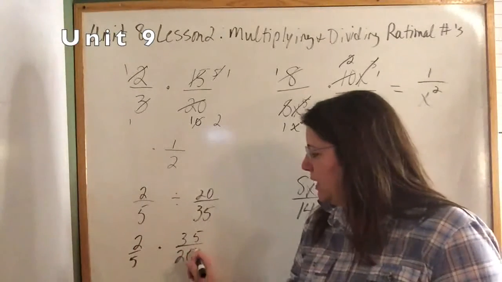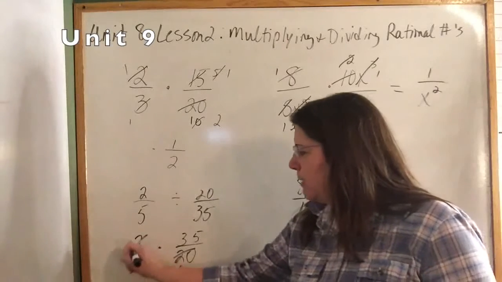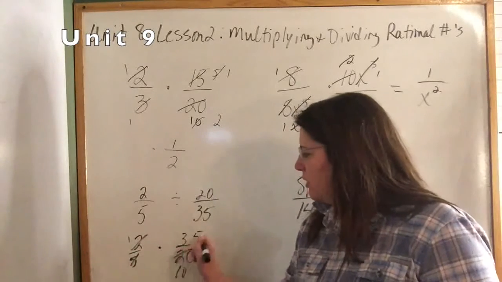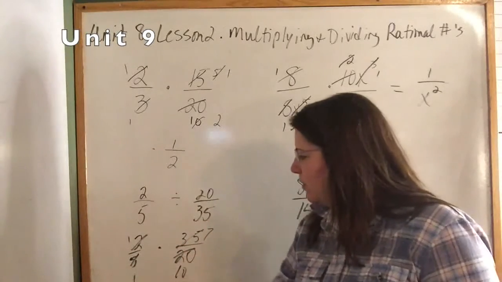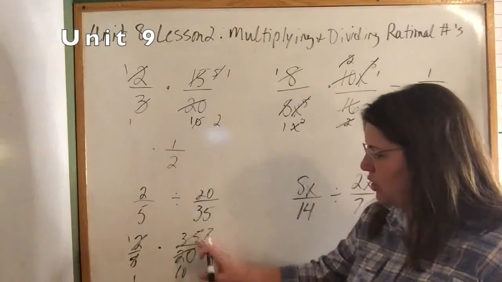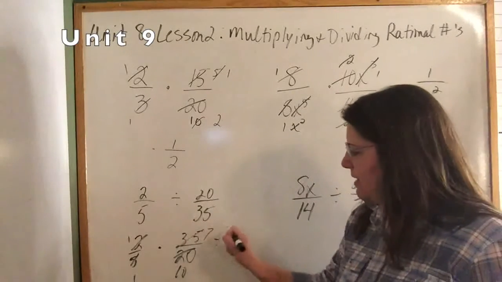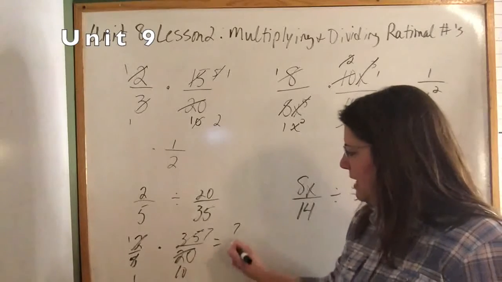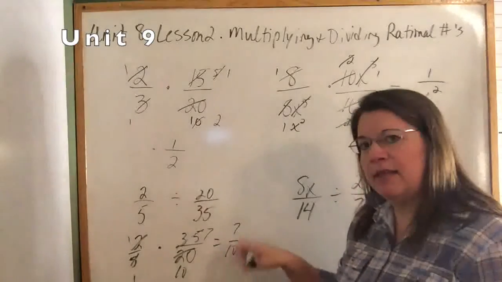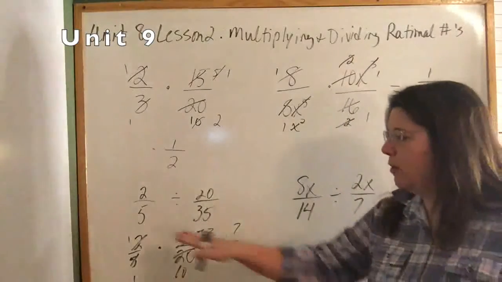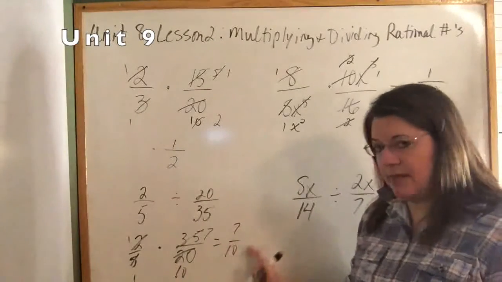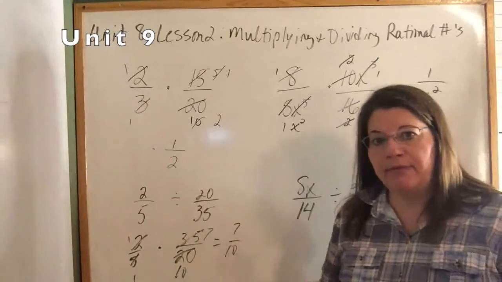So 2 goes into 20 10 times, 2 becomes a 1. 5 goes into 35 7 times, the 5 becomes a 1. And then the 7 and 10 do not simplify, so 1 times 7 is 7, 1 times 10 is 10, and that is in simplified form. If we multiply straight across and we still get something that will simplify, it's okay to simplify at this point.